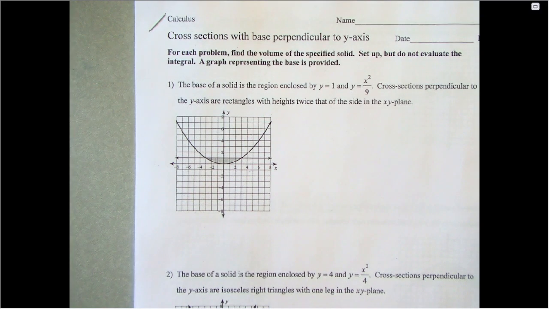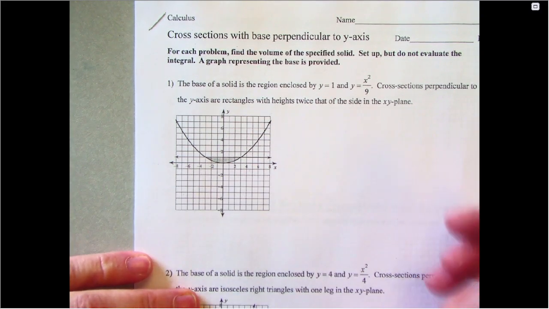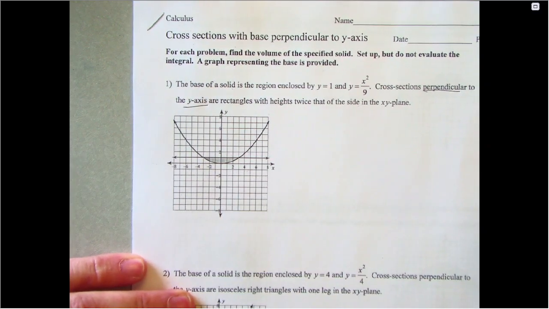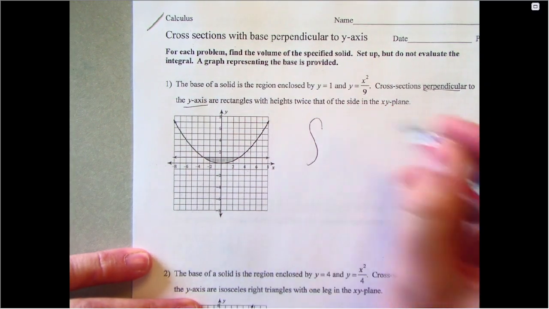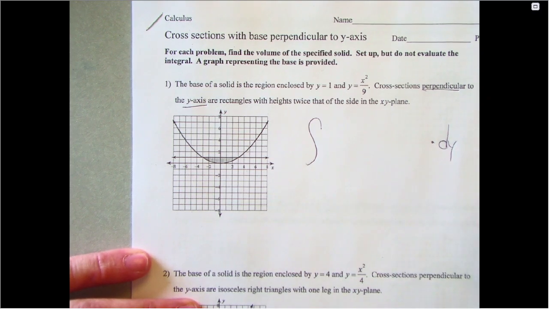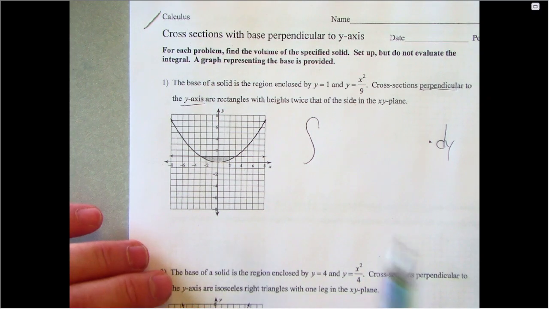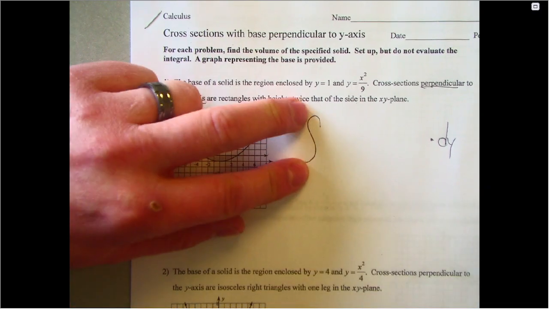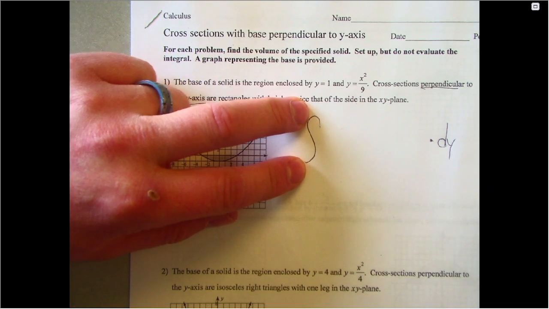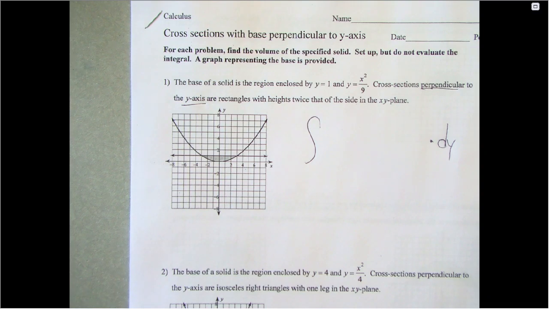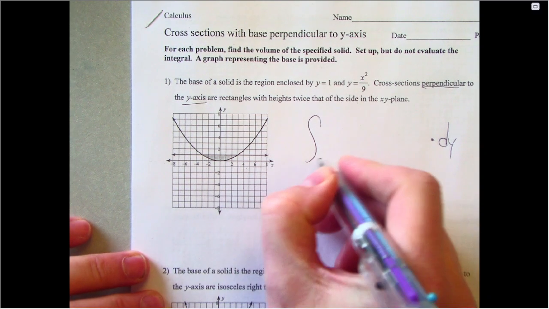Alright, so we are perpendicular to the y-axis. So I can put a dy over there right away. And I know that the limits of my integral need to be y values. So it's like the very bottom of my shape and the very top of my shape. So 0 and 1.